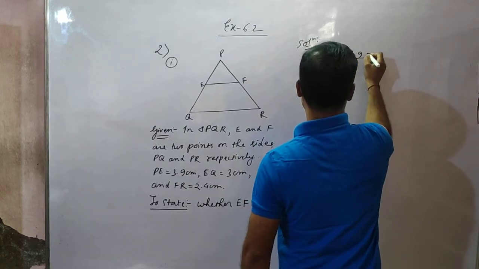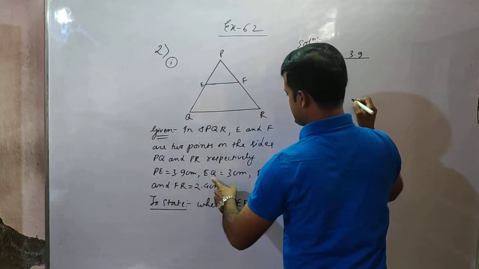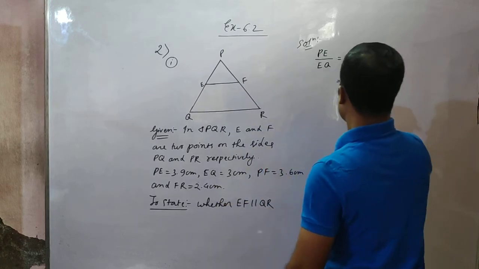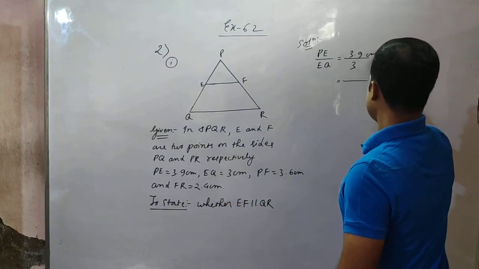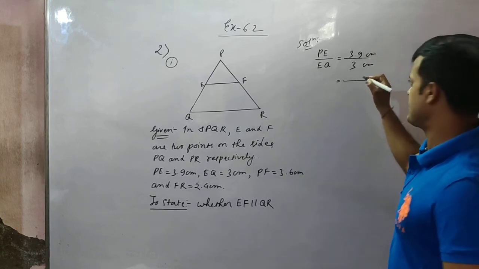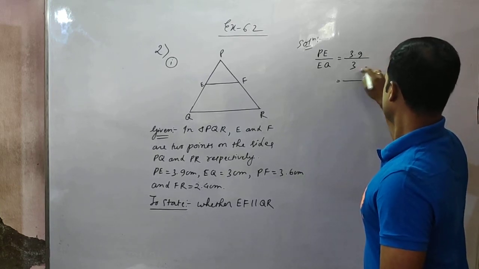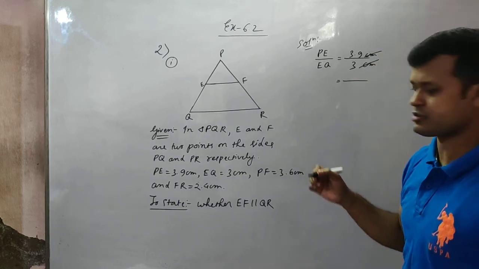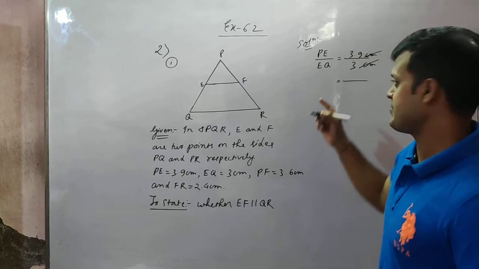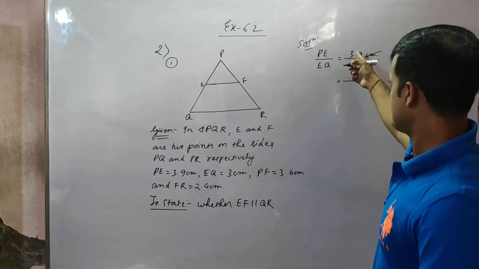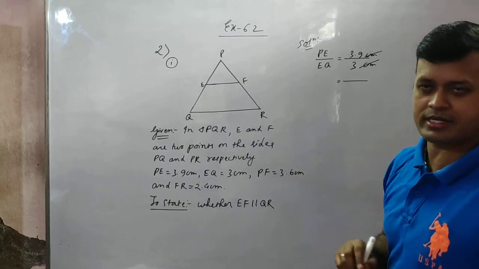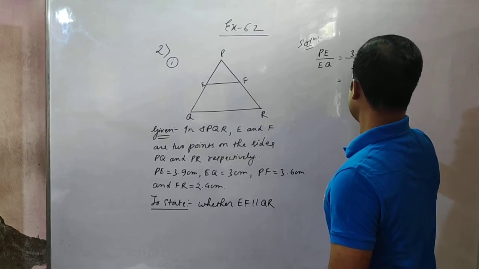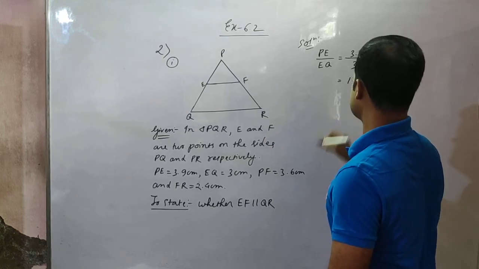PE is 3.9 centimeter and EQ is what? 3 centimeter, isn't it? I do not write the units here, okay? Even if I don't write, no problem, because if you write centimeter above and below, centimeters will be cancelled. In a fraction like this, if the units above and below are the same, you may not write the units. So 3.9 divided by 3 will become 1.3, isn't it?